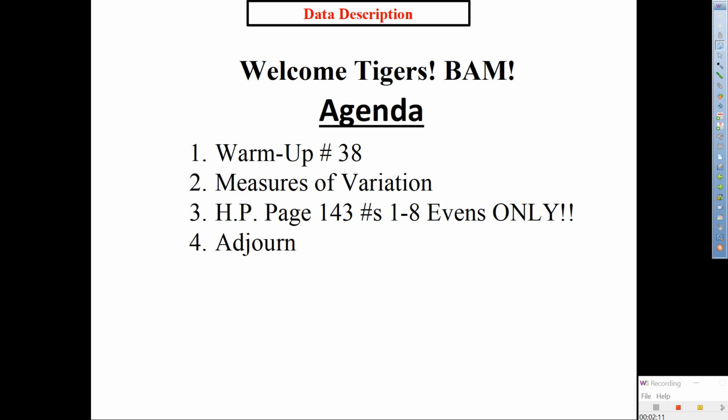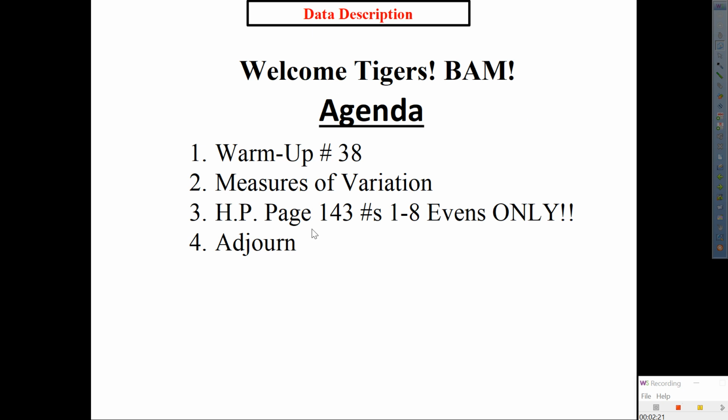Agenda for today, warm-up number 38. We're done. We're moving on to another type of measures. They're known as measures of variation. Measures of variation. Today I'm only doing an intro, and it's not quite just an intro. It's more like going a little bit deeper in regards to something we've been doing already the whole year. And as you know, I give you plenty of practice before we get to the main lesson just so that it rolls a lot smoother. And you're going to see what we're talking about in regards to the measures of variation.